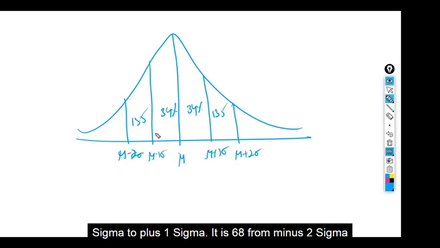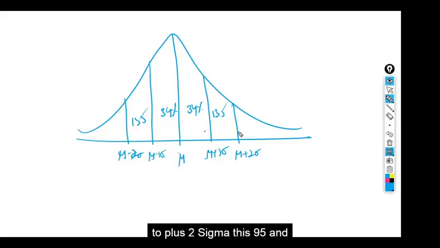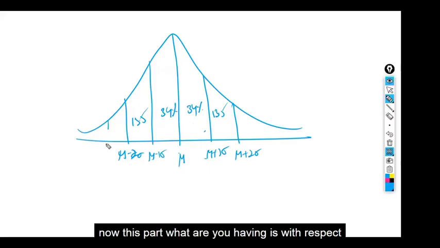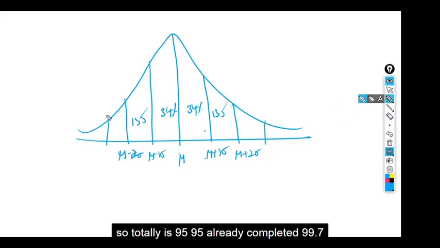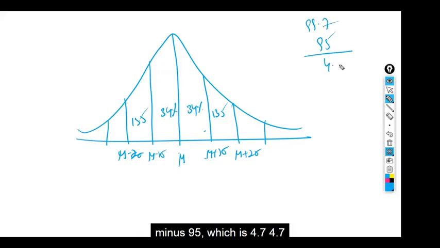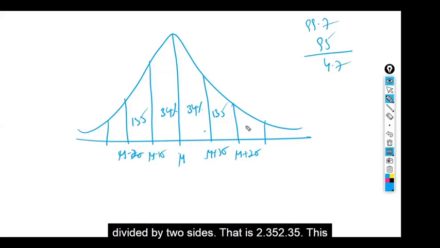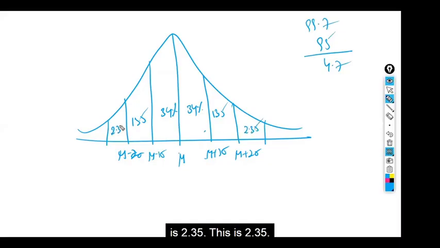If you take from minus 1 sigma to plus 1 sigma, it is 68. From minus 2 sigma to plus 2 sigma, it is 95. And now this part, whatever you are having is with respect to 2.5. So total is 95. 95 you already completed. 99.7 minus 95, which is 4.7. 4.7 divided by 2 sides, that is 2.35, 2.35. This is 2.35, this is 2.35. Total should be 99.7. Right? Minus 3 sigma to plus 3 sigma.